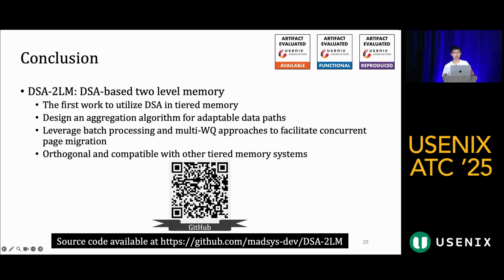In conclusion, DSA-based two-level memory is the first work to utilize DSA in tiered memory to the best of our knowledge. We designed an aggregation algorithm for adaptable data paths and leverage batch processing and multiple work queues approaches to facilitate concurrent page migration. Our work is orthogonal and compatible with other tiered memory systems and is now publicly available on GitHub.